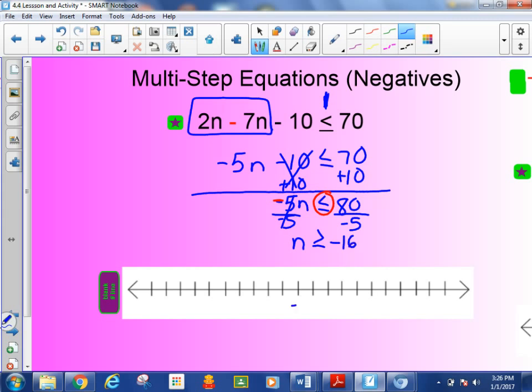Okay, so negative 16. Negative 17, negative 15. We're going to have a filled in circle on our 16, and n's the bigger number, so our arrow would go this direction. Once again, just reminding you, it's not every time there's a negative involved, it's only when we're getting rid of that multiplying and dividing that has a negative that we have to do the reverse or the opposite of that inequality.